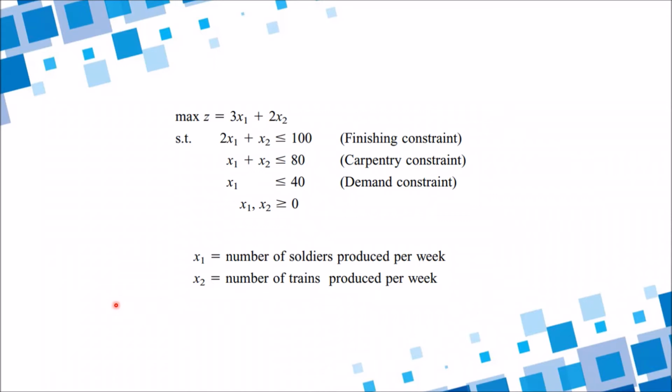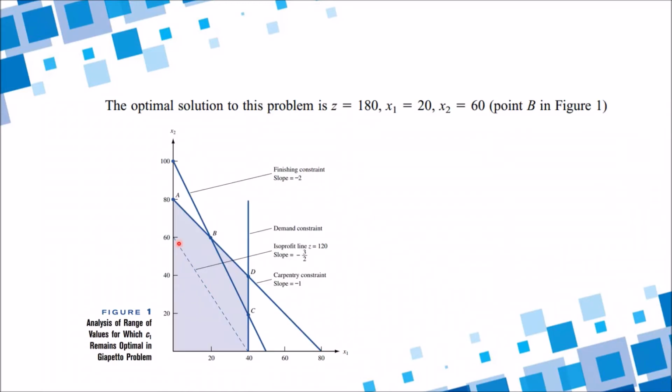Remember the example we discussed previously, about the factory that's making soldiers and trains. We had this maximization problem with those constraints: the finishing constraint, the carpentry constraint, and the demand constraint. We assumed x1 is the number of soldiers produced per week and x2 the number of trains produced per week. The optimal solution was z equals 180, x1 equals 20, x2 equals 60. Point B was our optimal point.